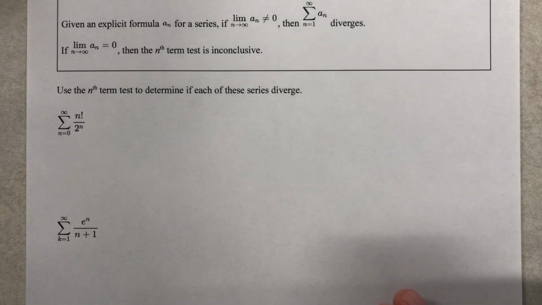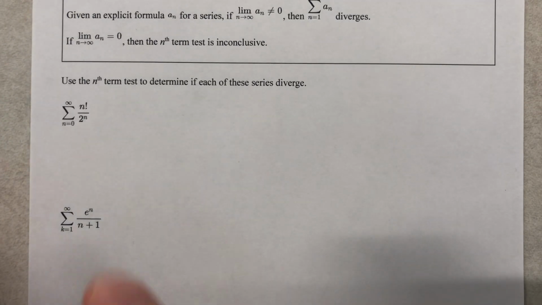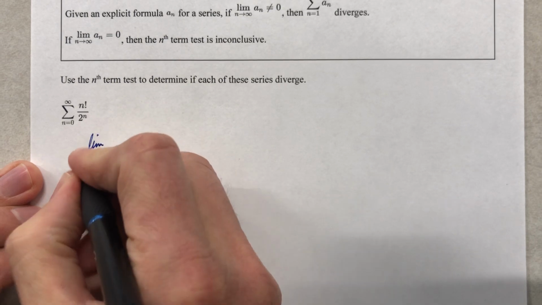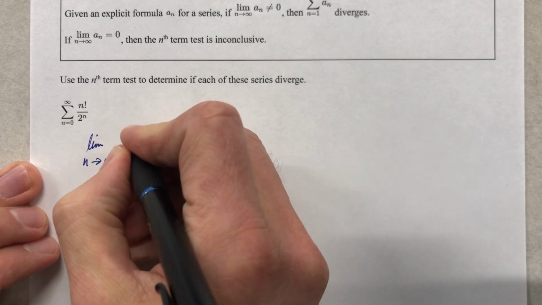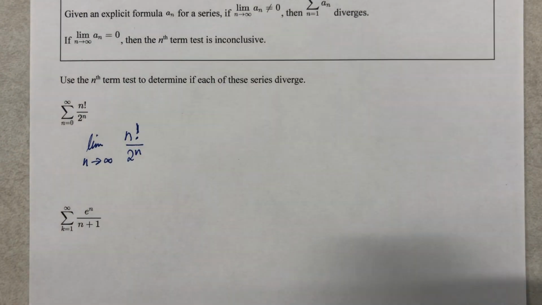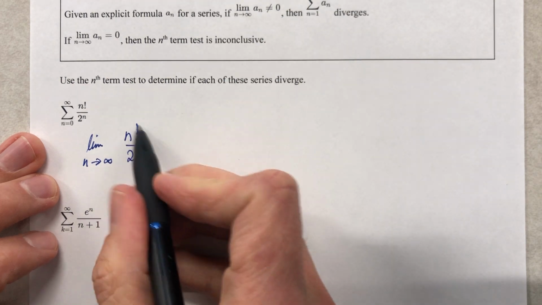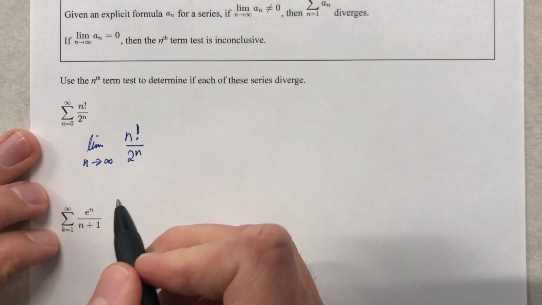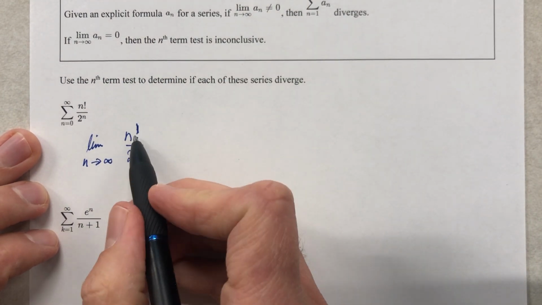All we have to do is find the limit as n approaches infinity of n factorial over 2 to the n. Okay, this is a question of magnitudes, like a horizontal asymptote sort of thing. So enormous numerator, enormous denominator, but which one's enormouser?